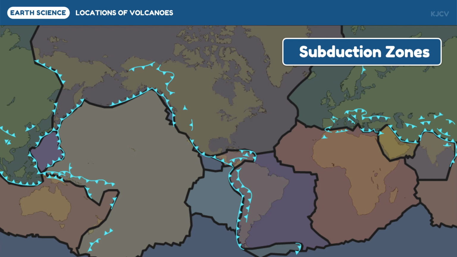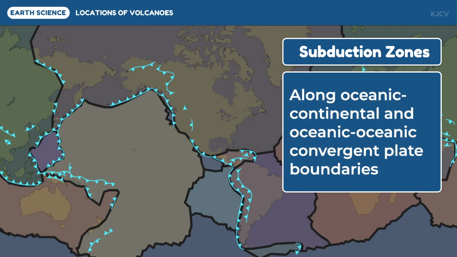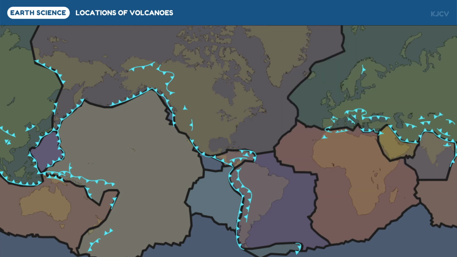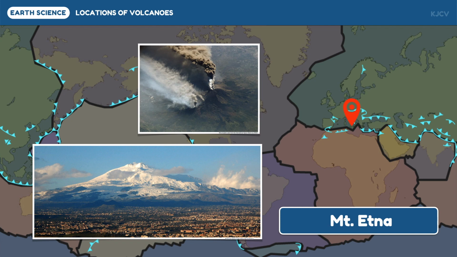We know that volcanic arcs are formed in oceanic-continental convergent plate boundaries, and volcanic island arcs are formed in oceanic convergent plate boundaries. A common example of a volcano formed along subduction zones is Mount Etna. It is an active stratovolcano on the east coast of Sicily, Italy, produced by the convergent plate margin between the Eurasian and African plates.